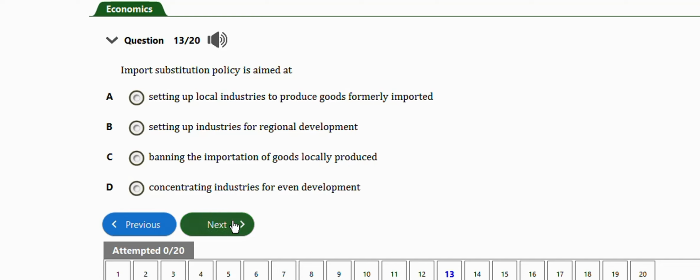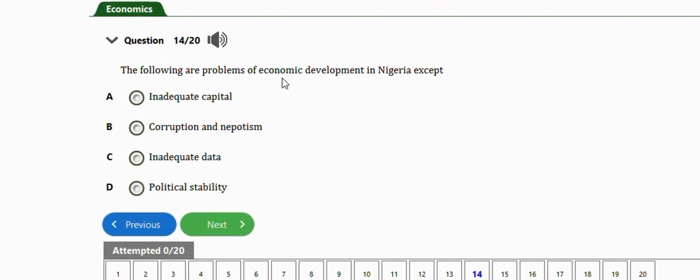Next question is this one. It says the following are problems of economic development in Nigeria except we have inadequate capital, corruption and nepotism, inadequate data, political stability. So the exception here is political stability, option D.